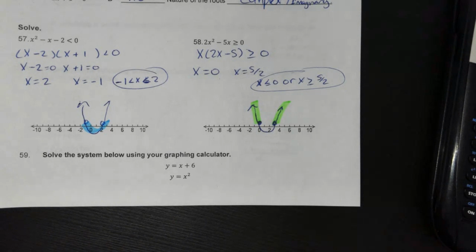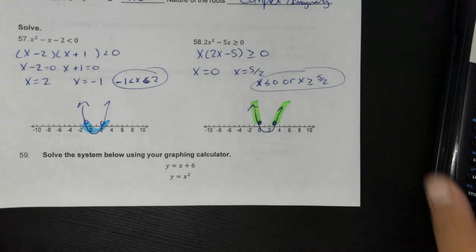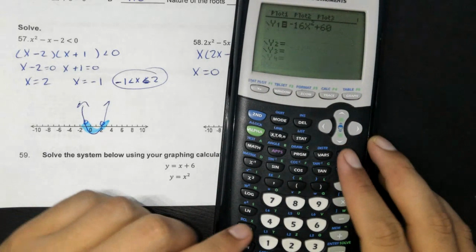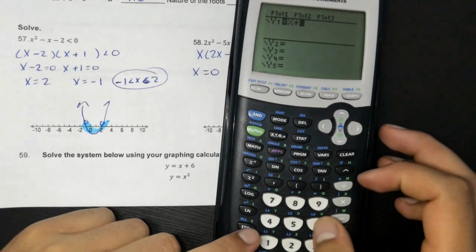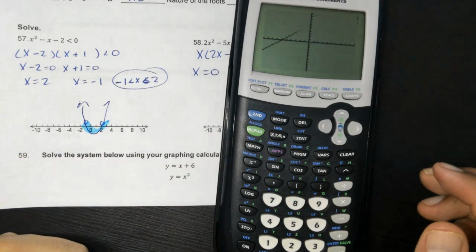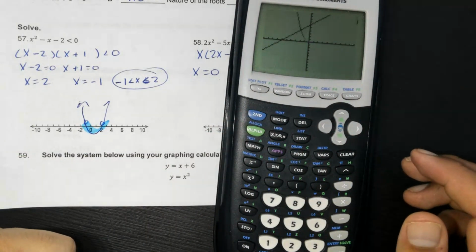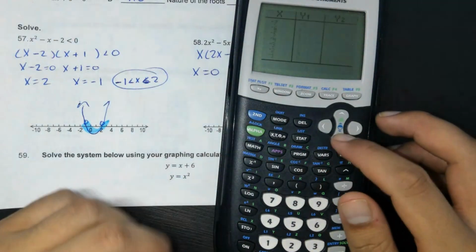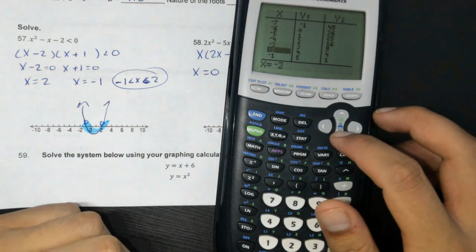And then for the last one, solve the system below using your graphing calculator. So this one, just see where they intersect. X plus 6, x squared for the y2, graph them. They intersect twice. Just find where the y1, y2 are the same.